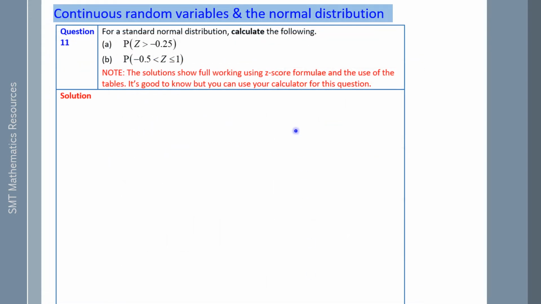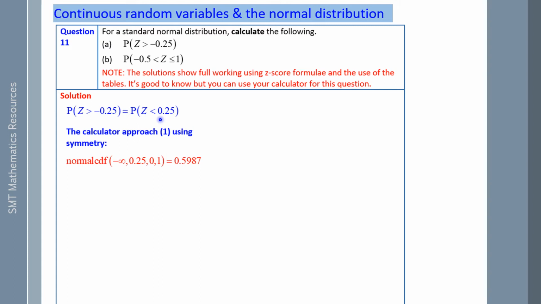For a standard normal distribution, calculate the following. The probability that Z is greater than negative 0.25. If you had to use the old school days of Z-score tables with only positive values, you'd have the probability of Z being greater than negative 0.25. It's the same as using symmetry, Z being less than 0.25. If I did that on a calculator or tables, you get 59.87%.